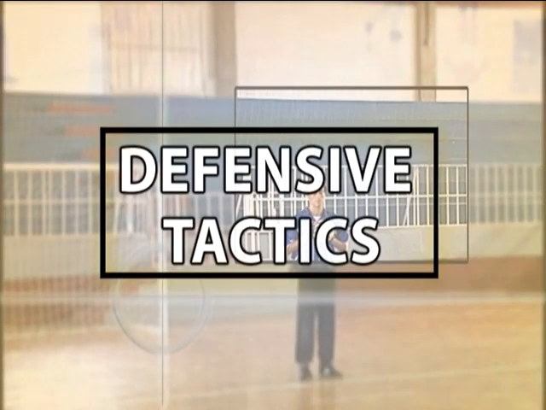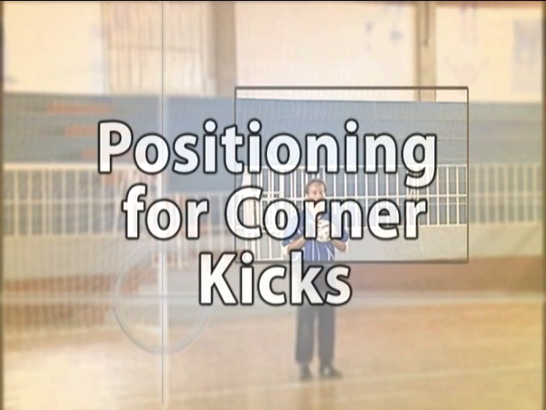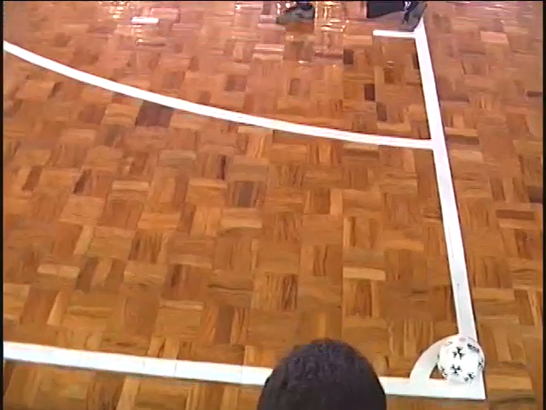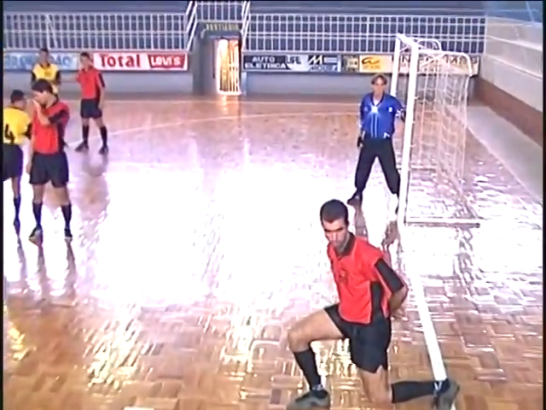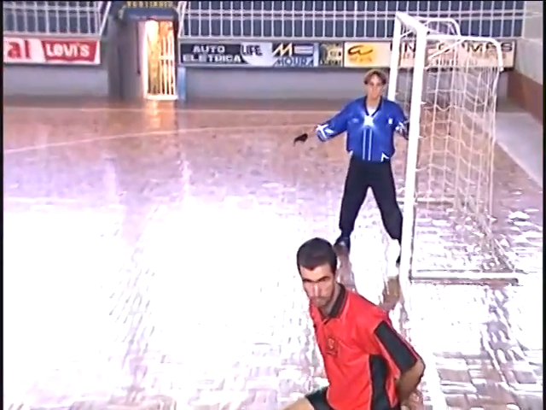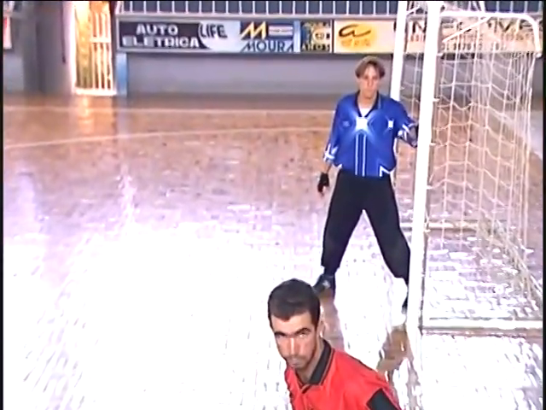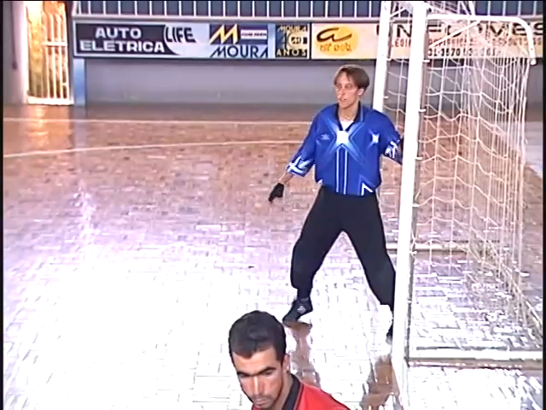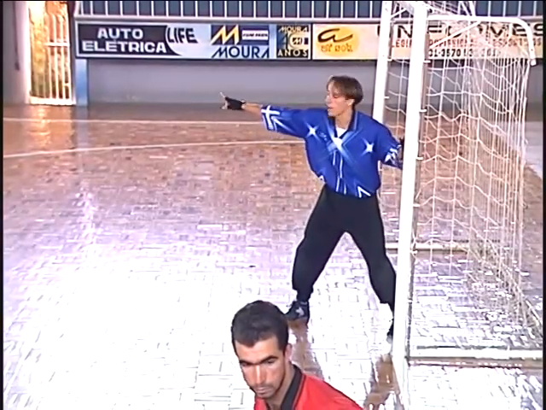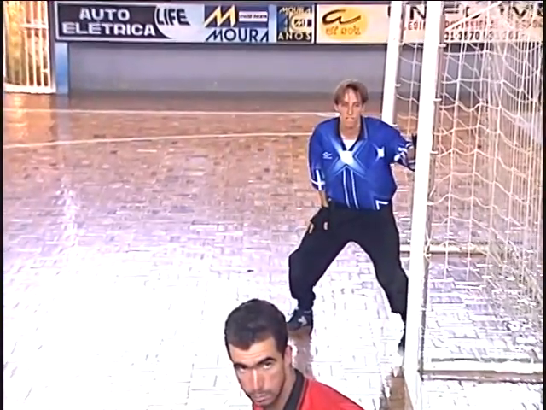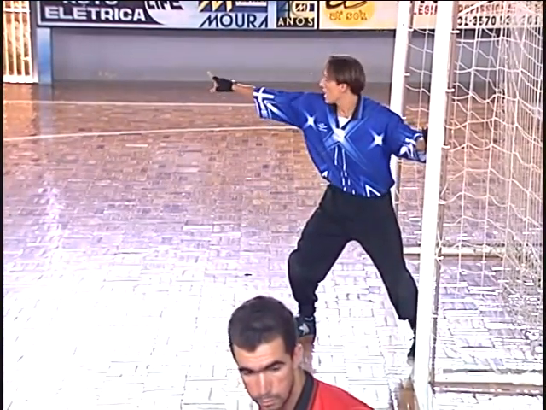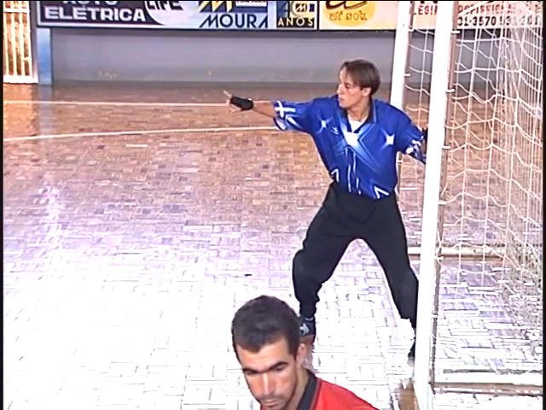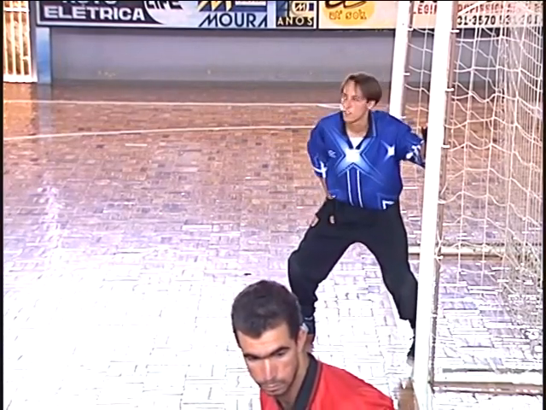Defensive tactics. Positioning for corner kicks. The goalkeeper should be positioned next to the post on the side closest to the corner, facing the ball. He should focus his eyes and movements on the ball, as well as try to read the movement of the opposing team in order to anticipate their set plays. He should direct the defense by calling his teammates to cover the opponent's man-to-man and not leave any open spaces.